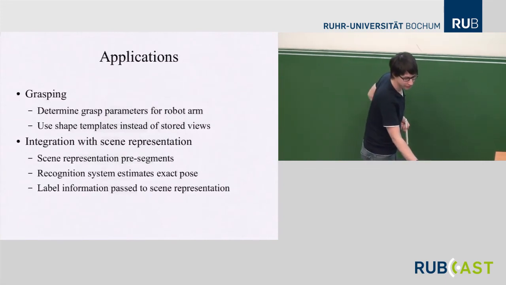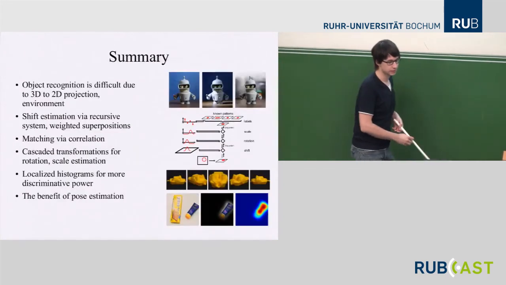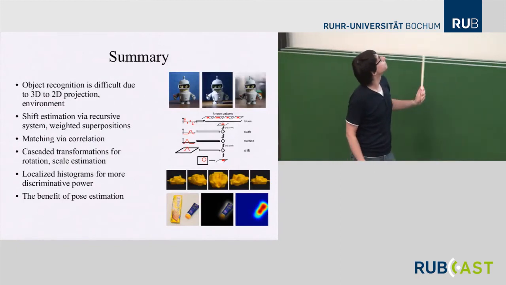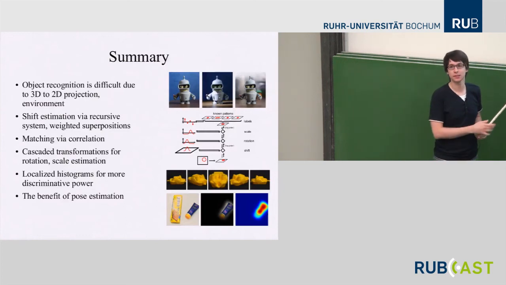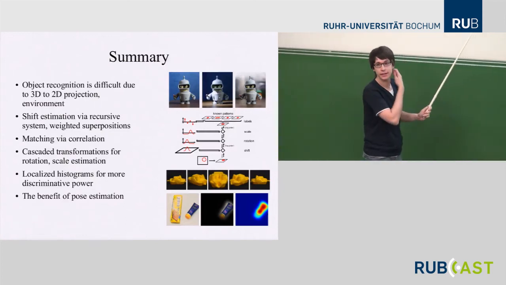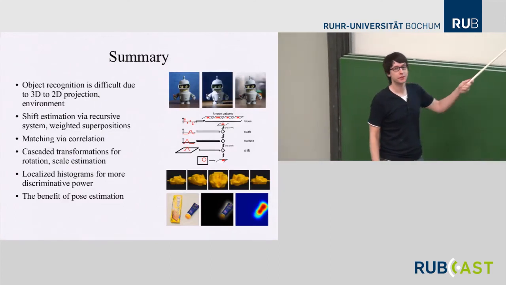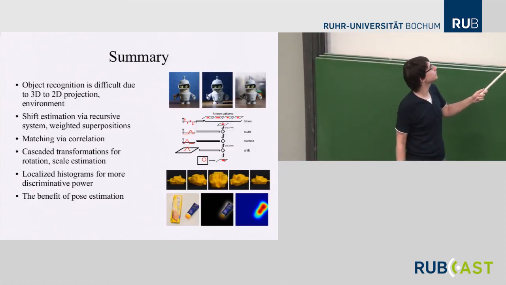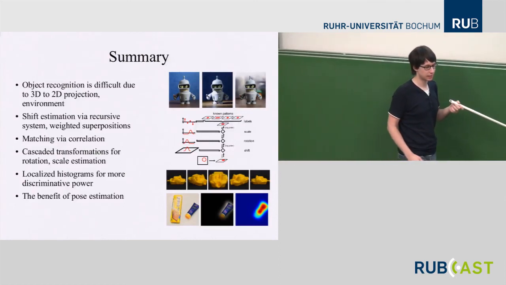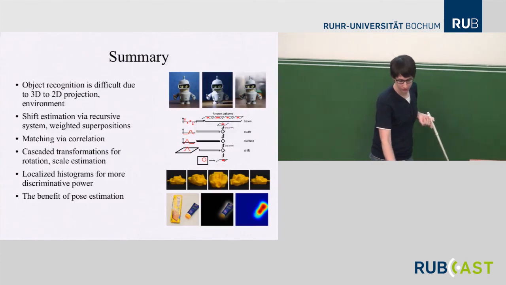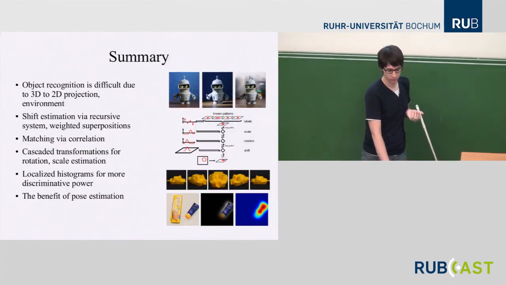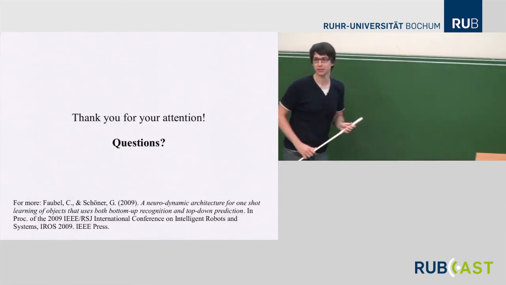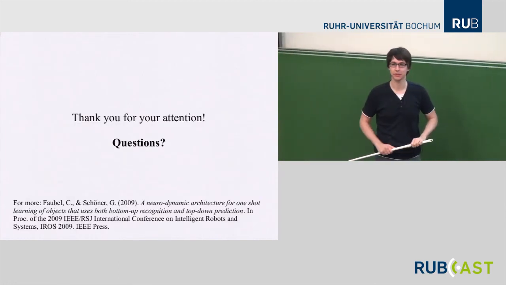Okay, minus 10 minutes. So there are some applications, you've seen some of that already. Just a short summary: what we didn't really talk about was why object recognition is so difficult, but I hope you've gotten an idea of that. What I hope you really understood is how the system works, and please ask questions if not. We've seen some results, and we've seen why this matching is good, or why we can have this fading out of the input. Okay, so just 10 minutes over time. Any questions? Thanks for your attention first.